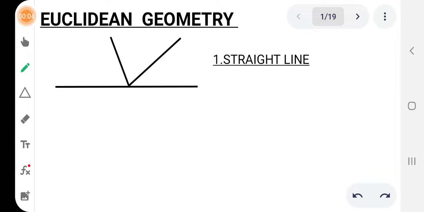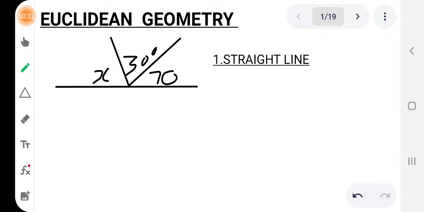Good day, guys. Today I will be doing Euclidean geometry. I will start with the straight line. Let's take a given straight line. They say this angle is equal to 70 degrees, and this one is equal to 30 degrees. Then you are required to find the angle x.